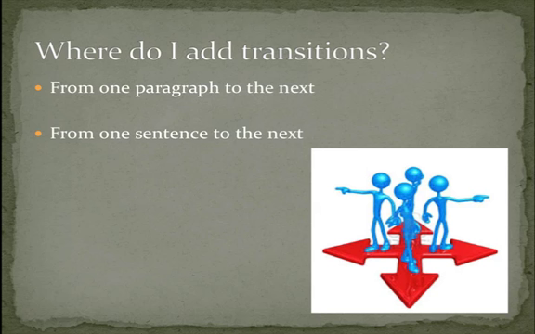And now you might want to ask yourself, okay, well, where do I add those transitions? And there's actually two different ways to do it. The first place you'll want to add transitions is as you're transitioning from one paragraph to the next. The transition into the new paragraph usually takes place in the topic sentence of the new paragraph. And the second place where you'll add transitions is from one sentence to the next to glue your ideas together inside of a body paragraph. All right, let's take a look at each.